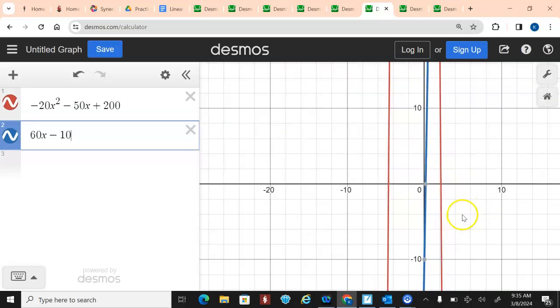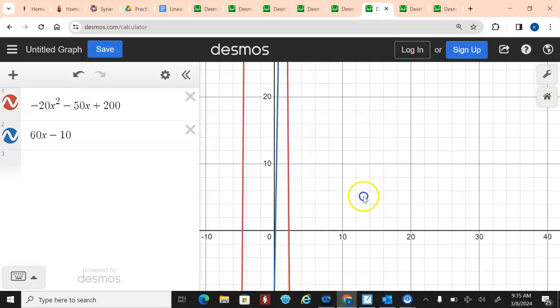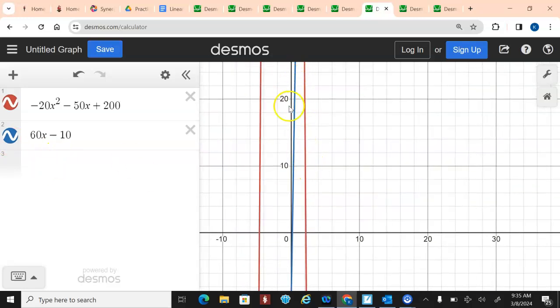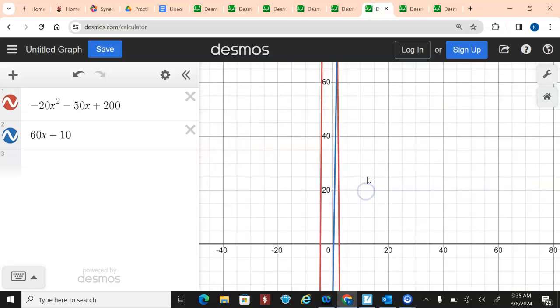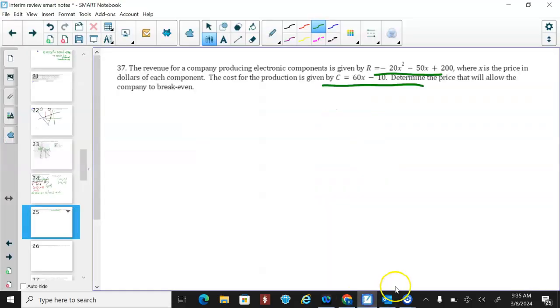Again, you're going to make it smaller to see where they cross. Also remember, you're only concentrating on the positive quadrant, okay? You cannot have price in dollars and a cost or revenue in negatives. So you want to make sure you're in a positive quadrant. So again, I'm going to zoom it out. So make sure you guys zoom it out on your Desmos in practice. So they cross at 1.5 and 80. So the solution to this equation is 1.5 and 80.